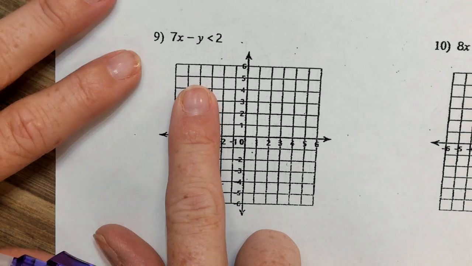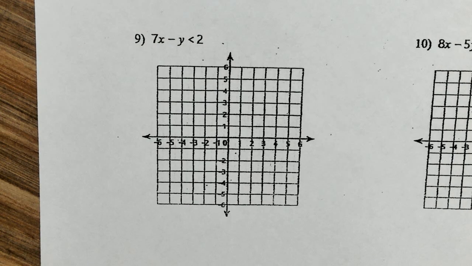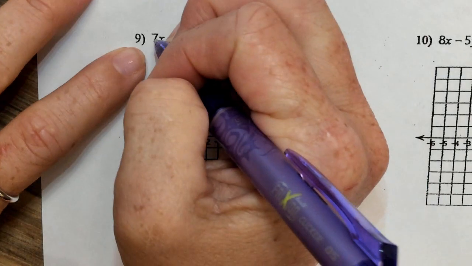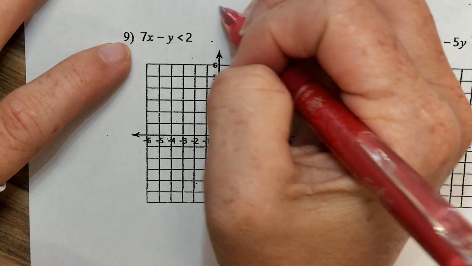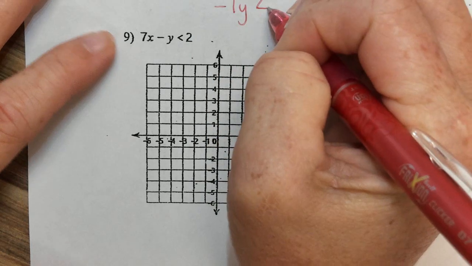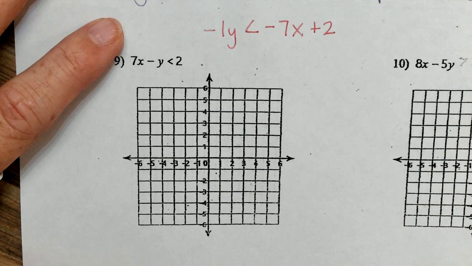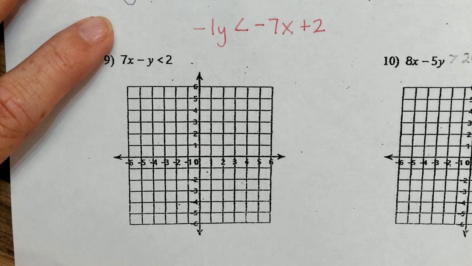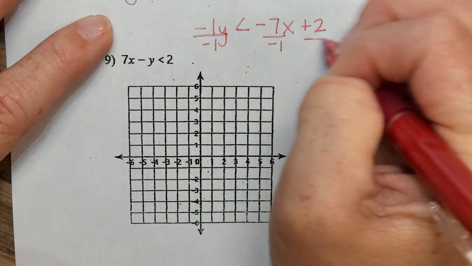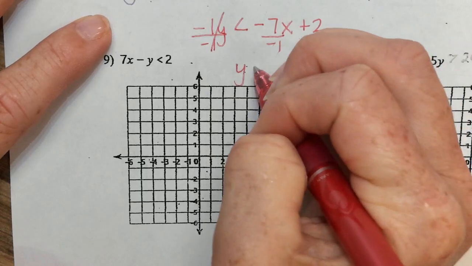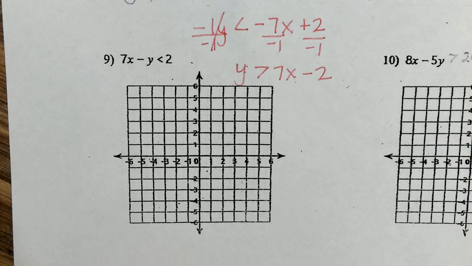All right, let's go do number 9. To put this in my calculator or graph it by hand, I need it in y equals mx plus b form. I need to move the 7x to the other side by doing what? Subtracting. So I have negative 1y is less than negative 7x plus 2. How do I get rid of the negative 1? Divide everything by negative 1. And that means my sign is going to reverse.